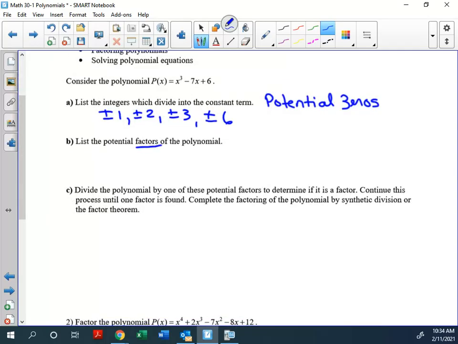Again, it's the wording. I don't want the values of the zeros. Now I want x positive negative 1, because that's a factor. X positive negative 2. X positive negative 3. X positive negative 6. And we really want you to understand the difference between a zero and a factor. Okay, and it's where we see them and it's how we use them.